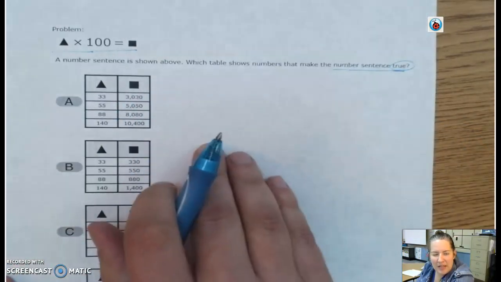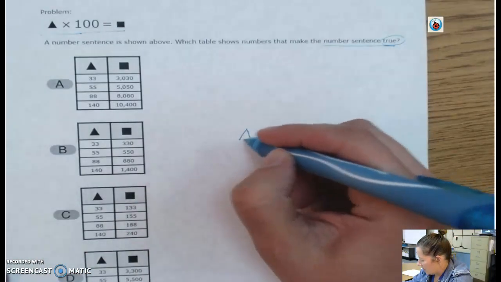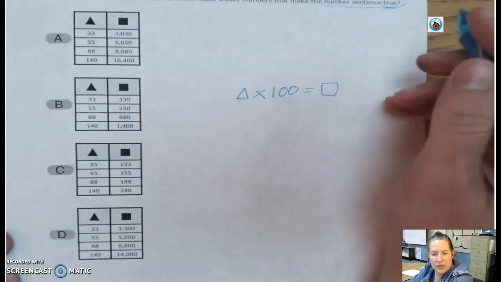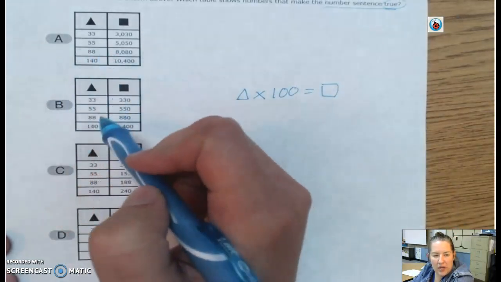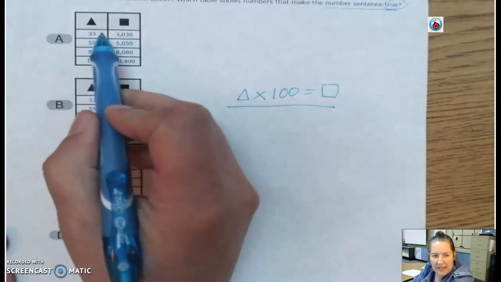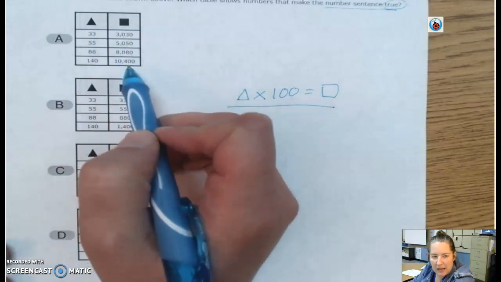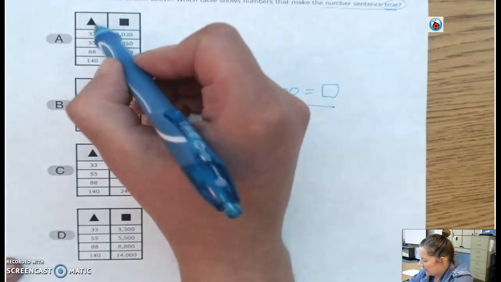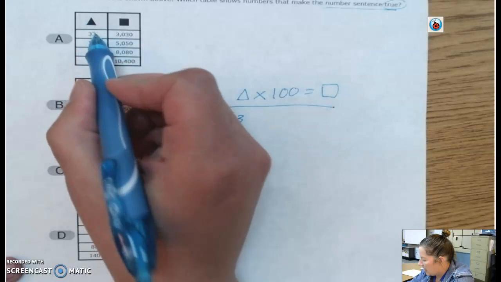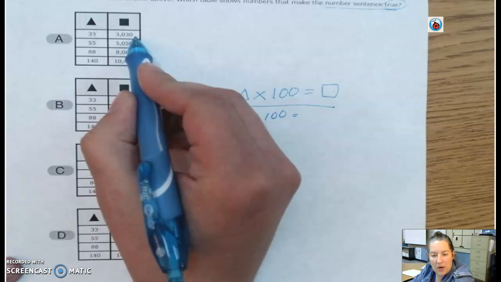So in a problem like this, your answer choices are 4 different tables. I'm going to draw this out to the side so we can still see it. We're looking for which one of these makes this number sentence true. If you look at the table, we have triangle numbers on one side, square numbers on the other side. So they're saying if I plugged in this triangle number for the triangle right here, so 33, and I times it by 100, it should give me whatever's on the square side.